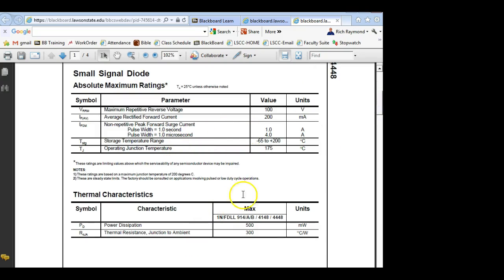Total capacitance we're not going to deal with. This is the big guy too, the milliwatts of power. So power dissipation on this is what? 500 milliwatts. Yeah, 500 milliwatts.